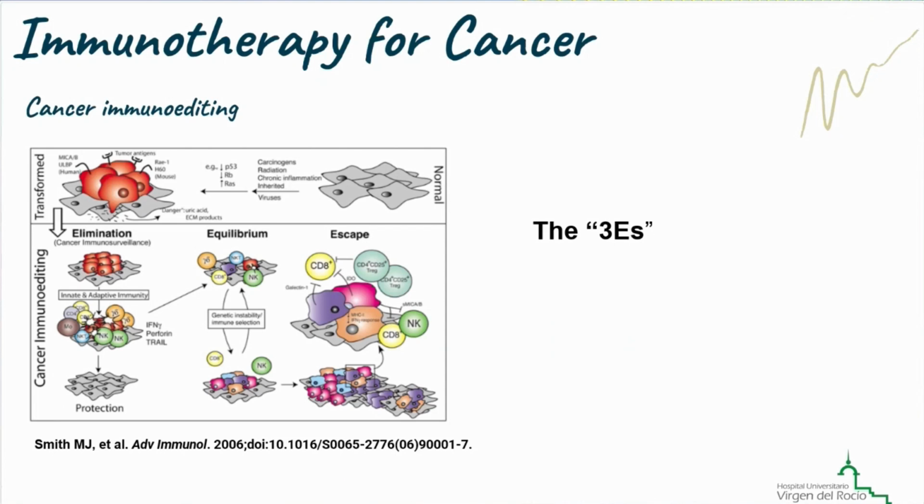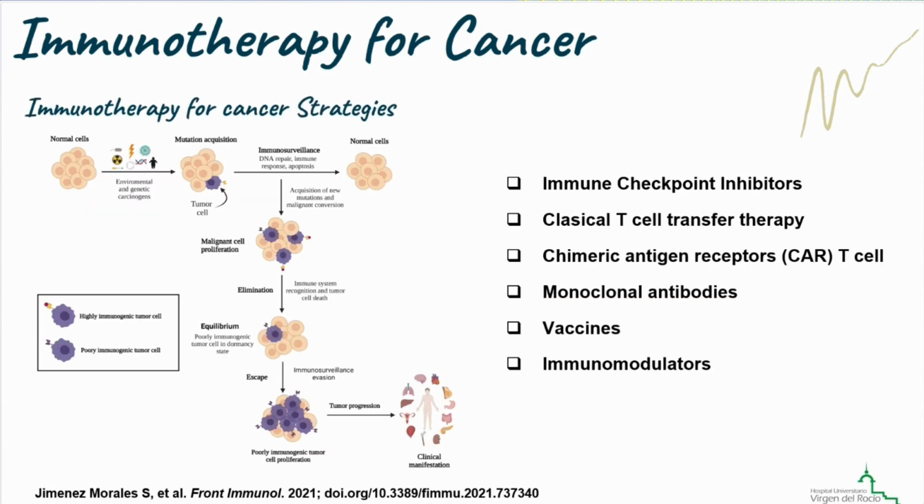First, immunotherapy for cancer is based on the fact that the immune system has an important role in the development of cancer. The process of immunoediting or immunosurveillance is also called the 3 Es: elimination, equilibrium, and escape. And based on this important role of the immune system in cancer, many immunotherapy strategies for cancer have been developed, like immune checkpoint inhibitors, classical T-cell transfer therapies, monoclonal antibodies, vaccines, immunomodulators, but I will focus on chimeric antigen receptor, CAR T-cell therapy.